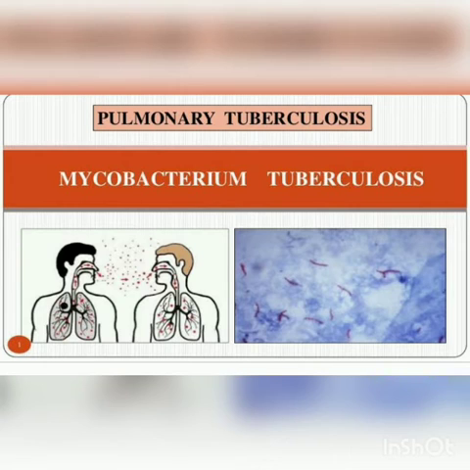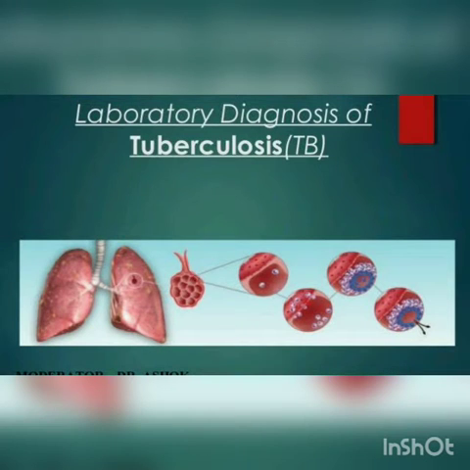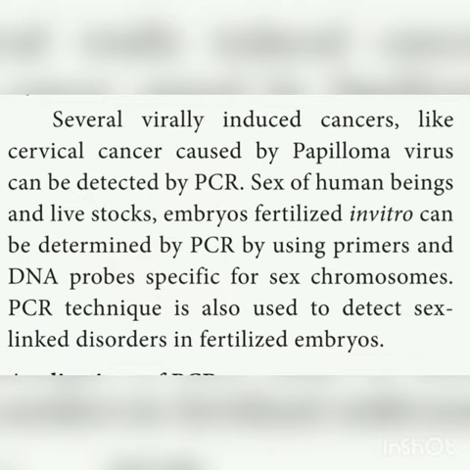And this PCR is a valuable tool for diagnosing and monitoring infections, for example, tuberculosis caused by Mycobacterium tuberculosis. Several virally induced cancers like cervical cancer caused by papilloma virus can be detected by PCR. The sex of human beings and livestock, and of embryos fertilized in vitro, can be determined by PCR by using primers. PCR technique is also used to detect sex-linked disorders in fertilized embryos.